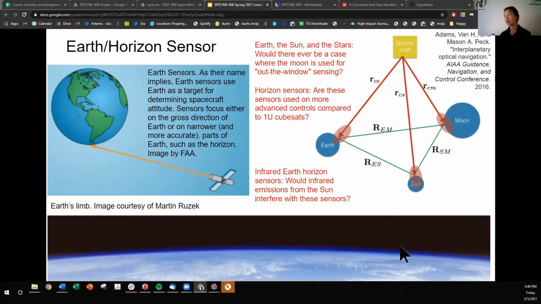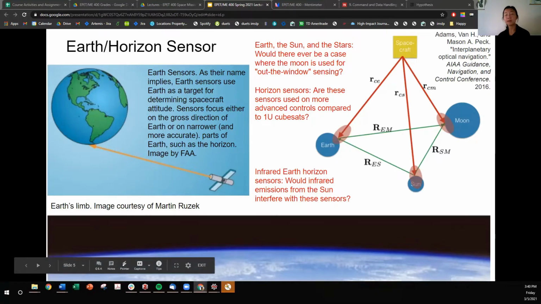So we are seeing miniature cameras these days that easily fit within CubeSats. The one that Neutron 1 is using is like that big. The one that's on the Artemis CubeSat, that camera could even be used as an Earth or horizon sensor. It could be dual use, which would be pretty neat.